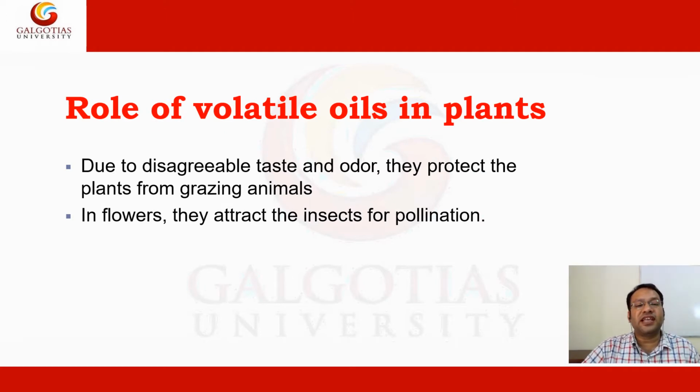Due to disagreeable taste and odor, they protect the plant from the grazing animals. So the different types of animals do not move to the plant of volatile oil plants. In flower, they attract the insect for the pollination. So they are very beneficial for the pollination.